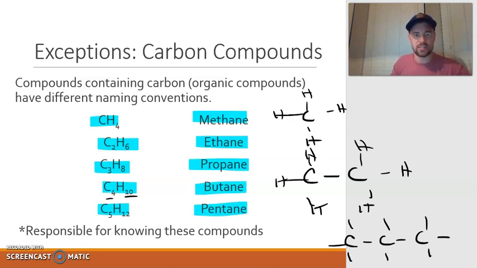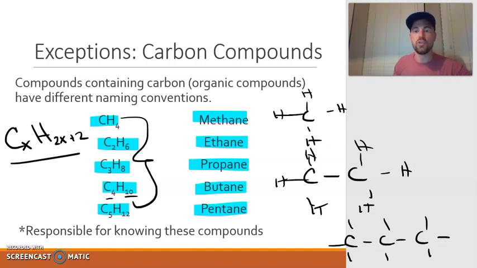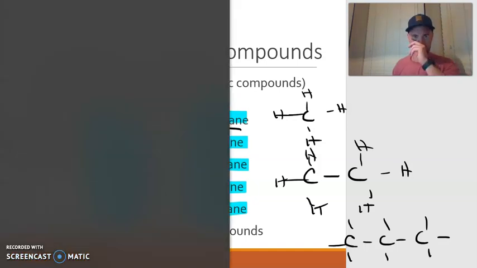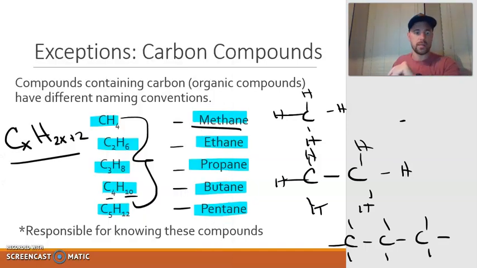You can think of it as this. Whatever the subscript is for a carbon, that's going to be 2 times that number plus 2. So that's how we get these right here. But you need to make sure you know these names, particularly methane, because that'll pop up a lot in this course. All right.